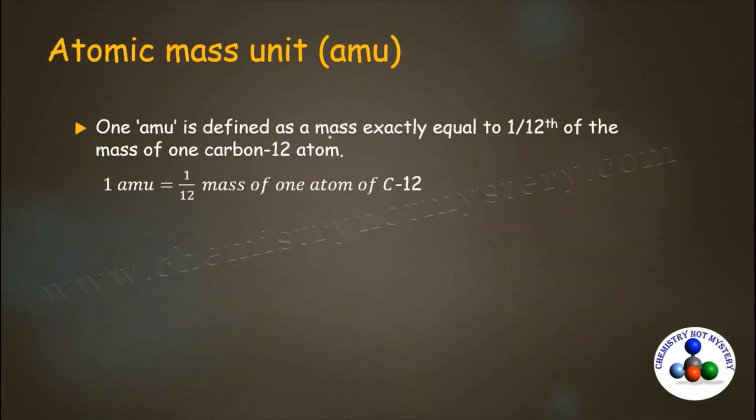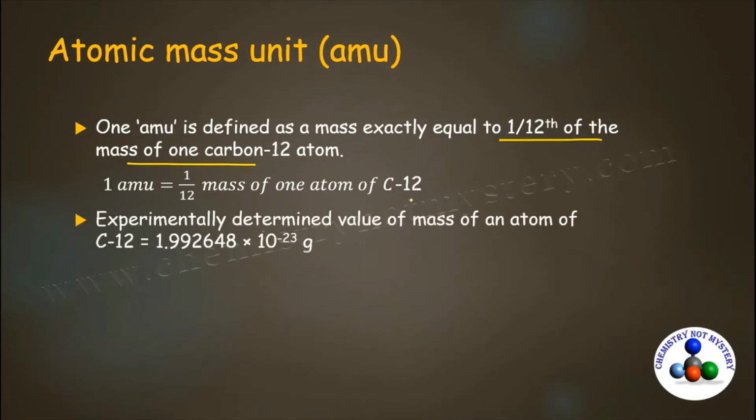Atomic mass unit is defined as mass exactly equal to 1/12 of the mass of an atom of carbon. Or you can write, 1 AMU is equal to 1/12 of the mass of one atom of carbon-12 isotope. Experimentally determined value of the mass of an atom of carbon is 1.992648 × 10^-23 grams.